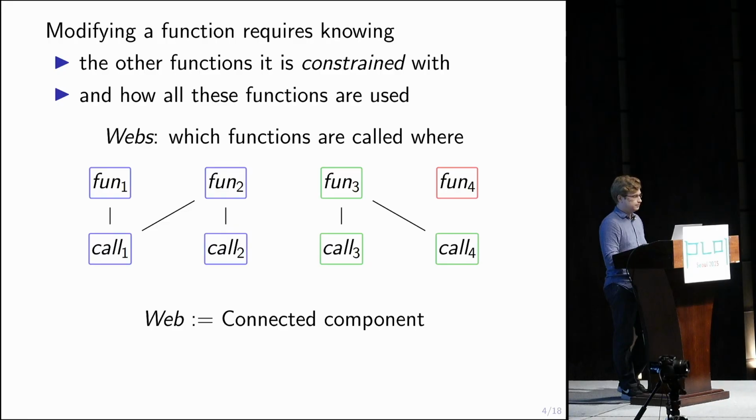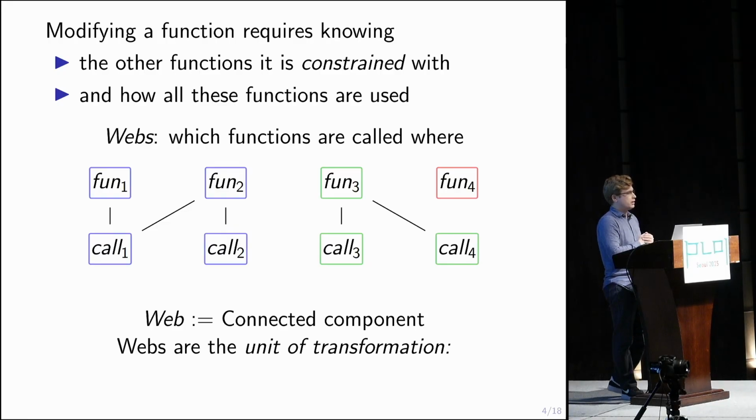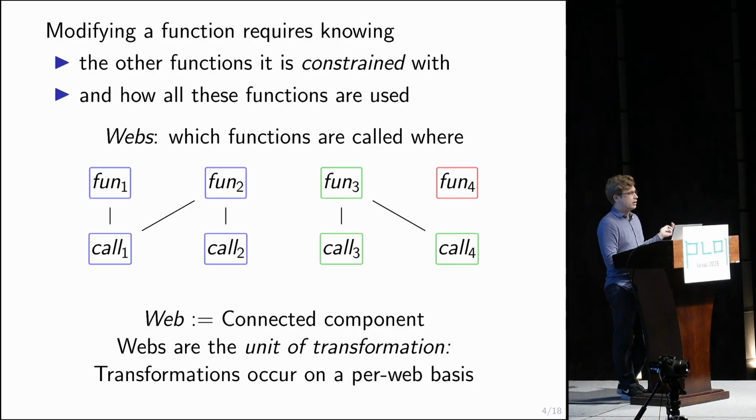I'll color them here. And webs are important because they're the unit of transformation, which means that if you transform one element of the web, either a function or a call, you have to transform all elements. For example, if we transform function 1, then you have to transform call 1, which means you also have to transform function 2 and call 2.